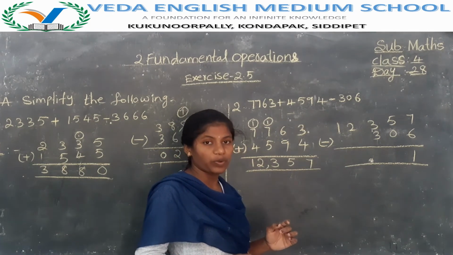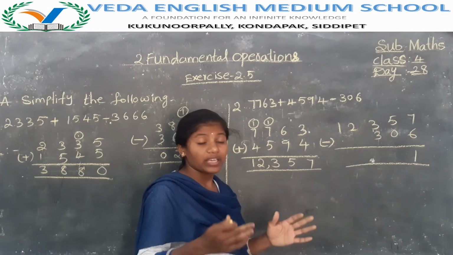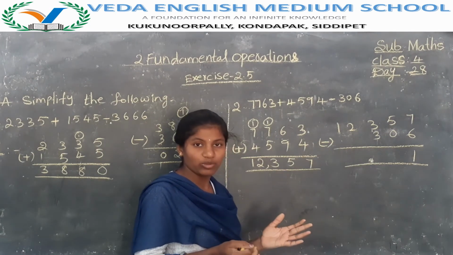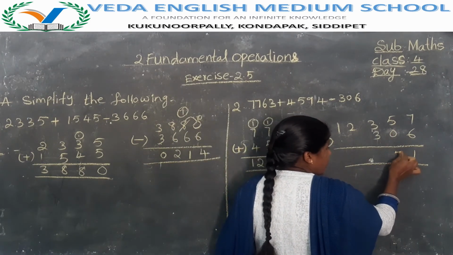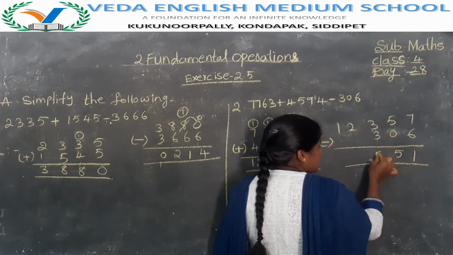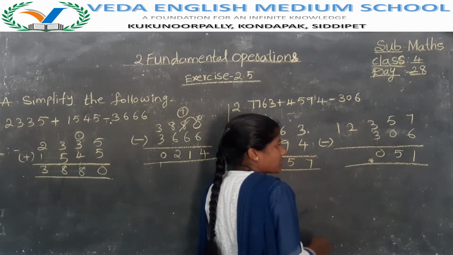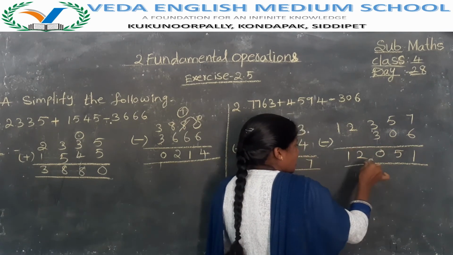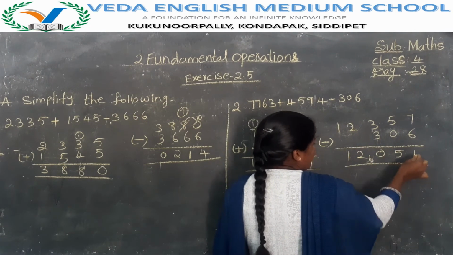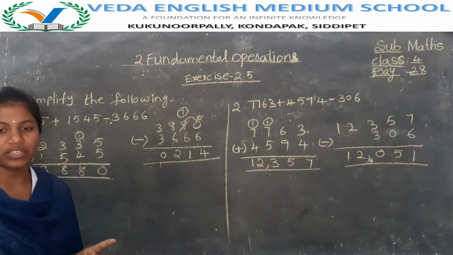Properties of subtraction: if you subtract 0 from any number, the answer is the number itself. So 5 minus 0 is 5. 3 minus 3 is 0. From this 2 there is no number to subtract, so we write the 2 as it is. The 1 also we write as it is. So the answer is 12,051. 2 problems have completed.